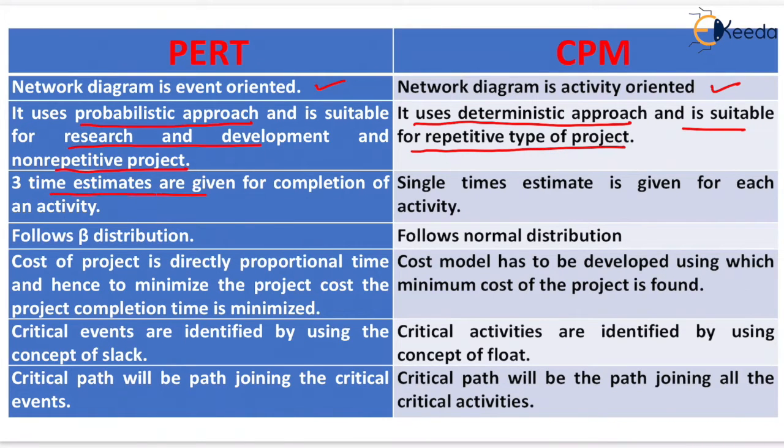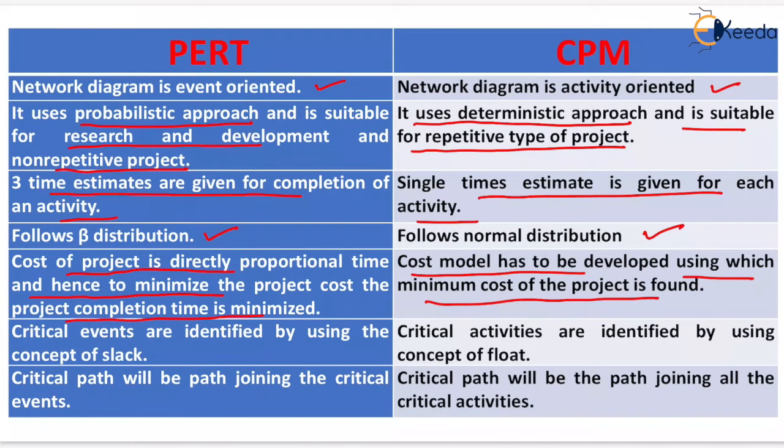3 time estimates are given for completion of an activity in PERT. Single time estimate is given for each activity in CPM. PERT follows beta distribution, whereas CPM follows normal distribution. Cost of project is directly proportional to time, and hence to minimize the project cost, the project completion time is minimized. But in CPM, cost model has to be developed using which minimum cost of the project is found.